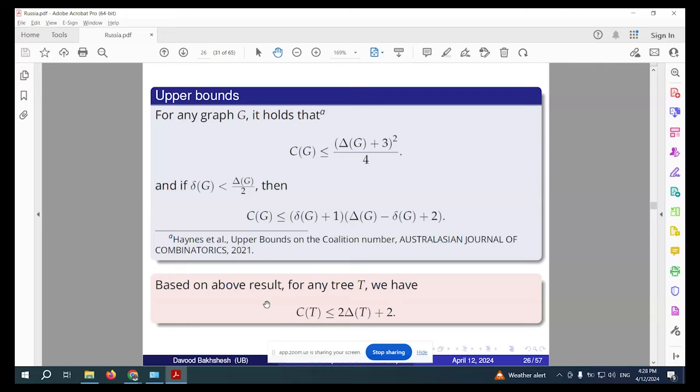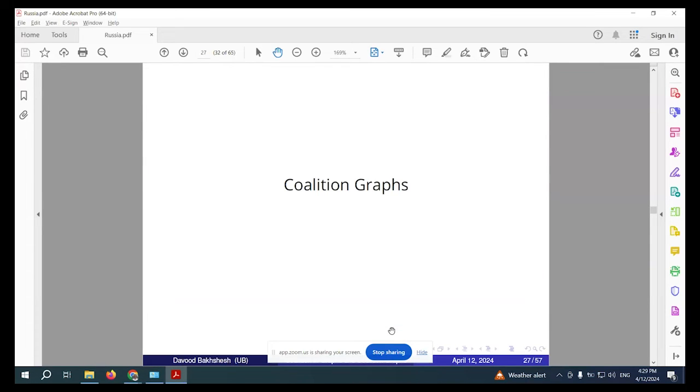It is an interesting problem. To characterize all trees T with C(T) exactly equal to 2 Delta plus 2, this problem is open.